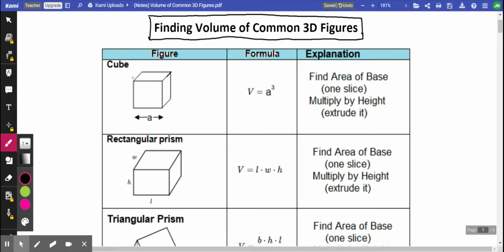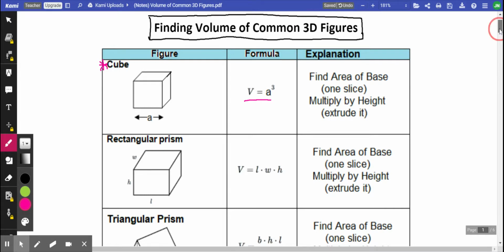The first one is talking about a cube. So for a cube, the formula is a to the power of 3, which is basically length times width times height, where all those are the exact same length. So therefore, it's just the same side, right? Length times width times height, multiplied all together. So that's the formula that they give us here. V is equal to a to the power of 3.